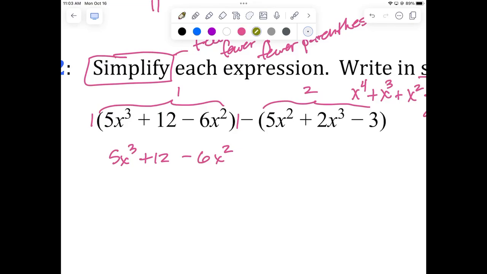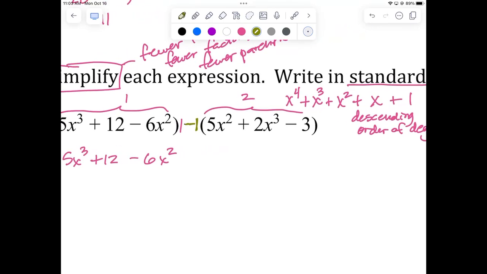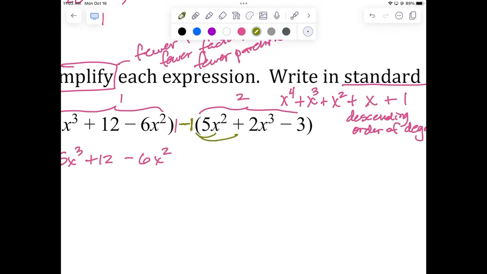But on the second one, I have a -1 implied in front. Yes? And what's it called if I multiply it all the way through? Rhymes with D and rhymes with distribute? Distribute. Yeah. Let's distribute this. -5x² -2x³ +3. We distribute that negative all the way through.